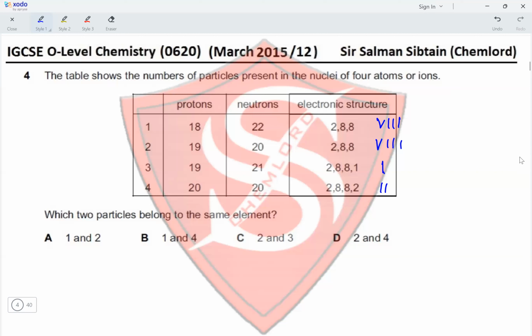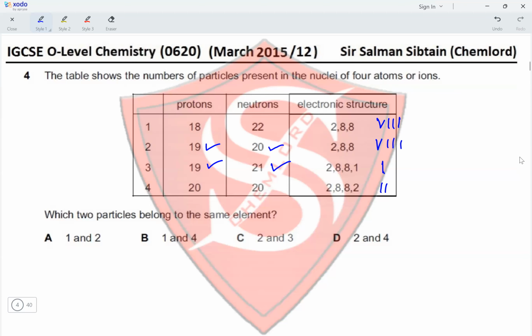So, which two particles belong to the same element? They should have the same number of protons. So they have the same number of protons. They should have a different number of neutrons. These two have different numbers of neutrons.